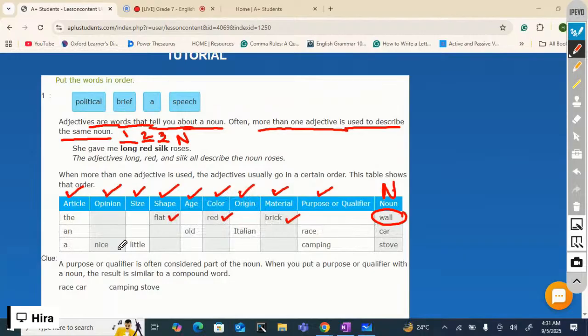Let's read this example. A nice little camping stove. Stove is the noun, camping its purpose. You can consider it as one noun as well. What kind of camping stove is it? Nice. It's your opinion, basically. A nice little, you cannot write a little nice because opinion comes before size. Okay, so this is how you order things: articles, opinions, size, shape, age, color, origin, material, purpose or qualifier, and then the noun.